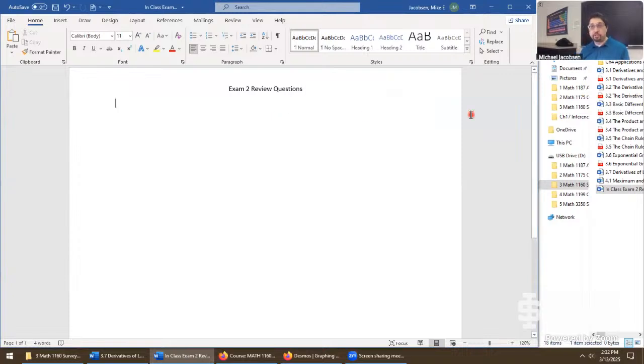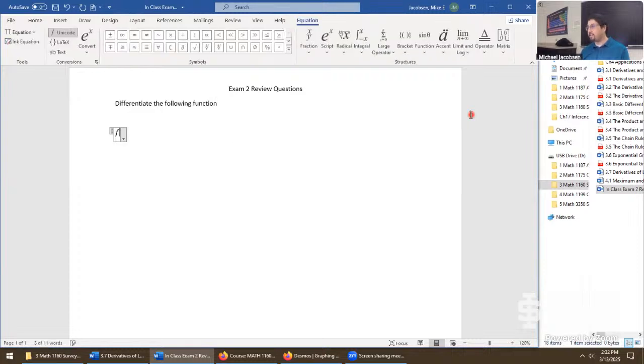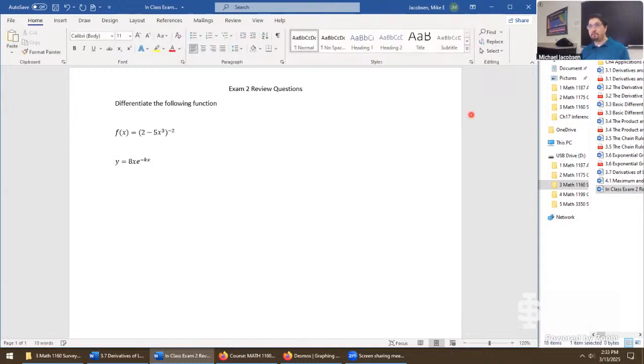The first problem we're going to do is going to be with these instructions. Differentiate the following function, and 2 functions to take a look at. First one is going to be f of x equals (2 minus 5x cubed) to the power of -2. And the next one we'll look into is g of x, or actually this one was specified as y equals a x e to the power -kx. Some of these might look kind of familiar. After we solve these, we'll go to the next question.